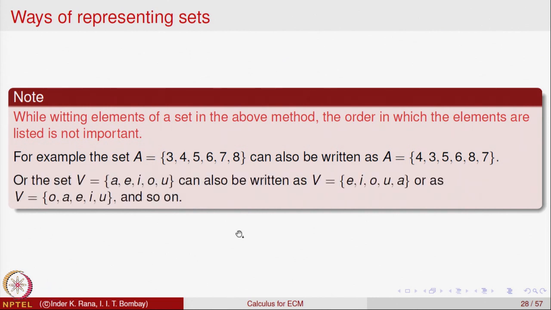Okay, right. So, for example, the vowels A, E, I, O, U, here we have written vowels as they occur in the alphabet, looking at A, B, C, D and so on, but I could have written it also E, I, O, U, A or O, A and so on. So, the different ways of writing the same set, they all mean the same set. So, the order in which the elements are listed is not really important.